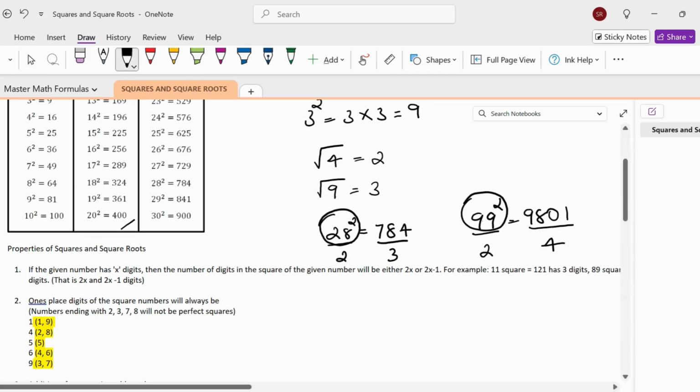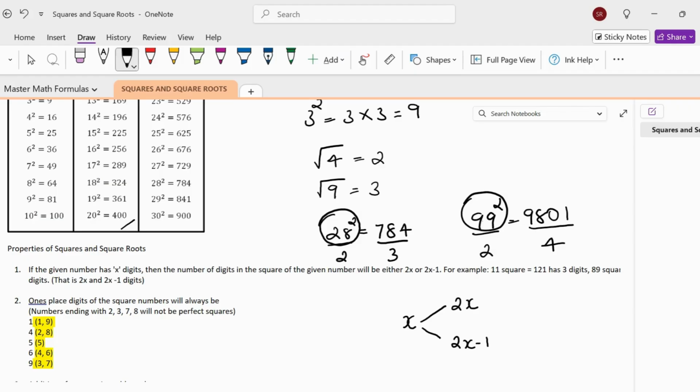So if the number has x digits, then the square of the number will either have 2x digits or 2x minus 1. That is, in this case, there are 2 digits. So the square of the number will have either 2 2s are 4 or 4 minus 1, 3 digits. I hope you all understood the first property.